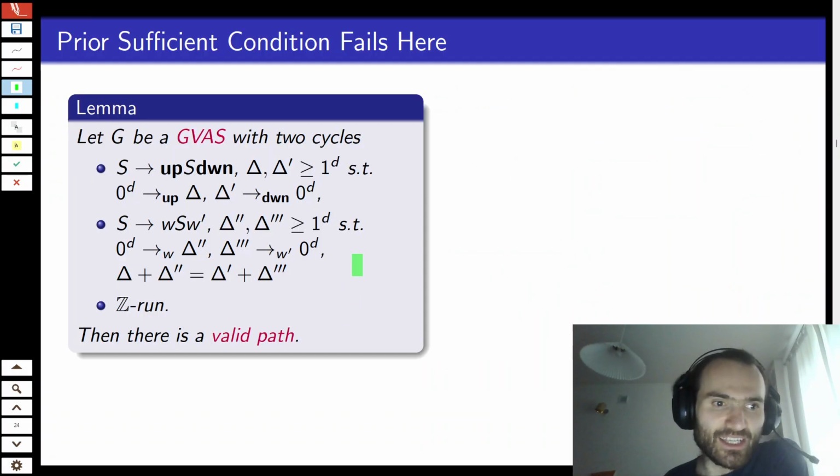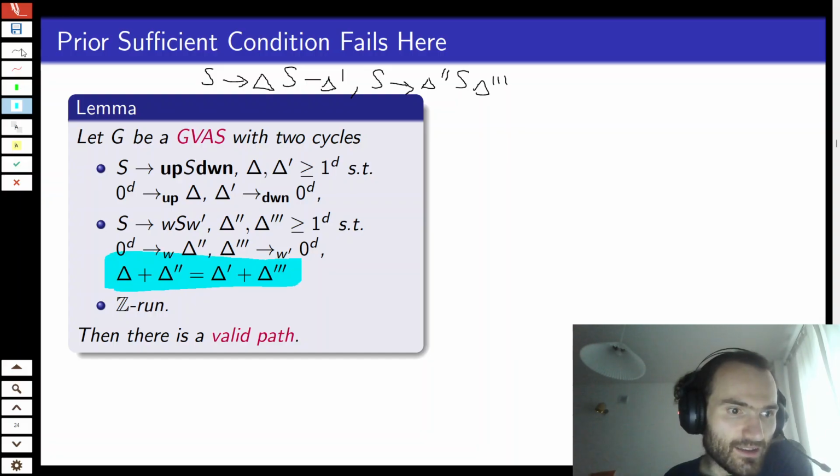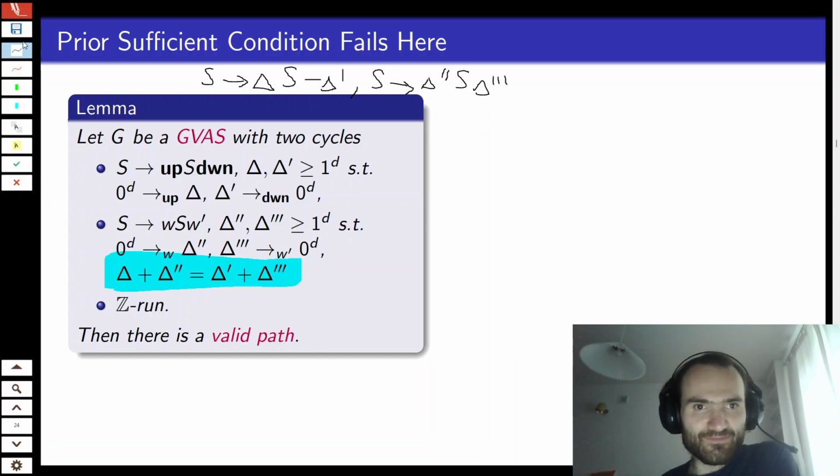Well, first of all, let me give you a condition that is very simple, but that would do the job. So if you have two cycles, both of them are pumps. The first is S goes to delta S minus delta prime, and the second thing is S goes to delta prime prime S delta prime prime prime. But importantly, you have this condition here: the sum is equal. Then I claim that this actually works.